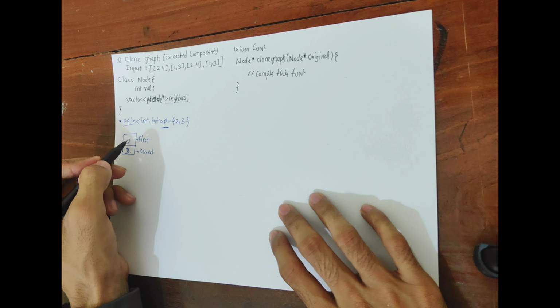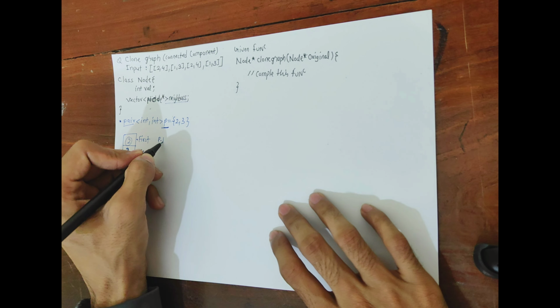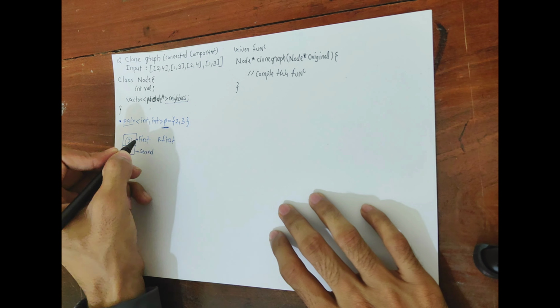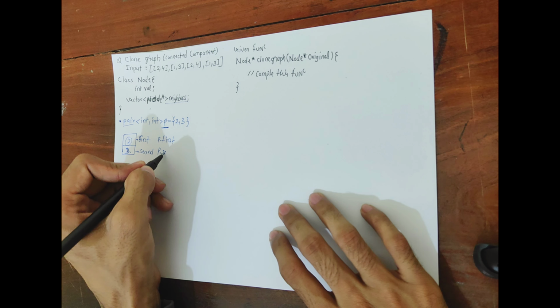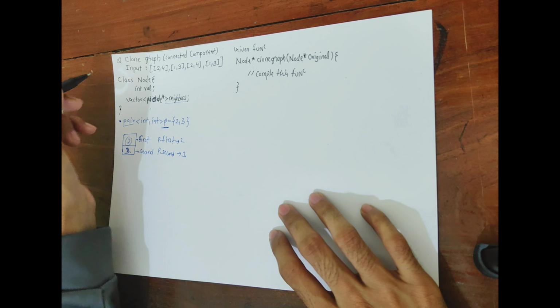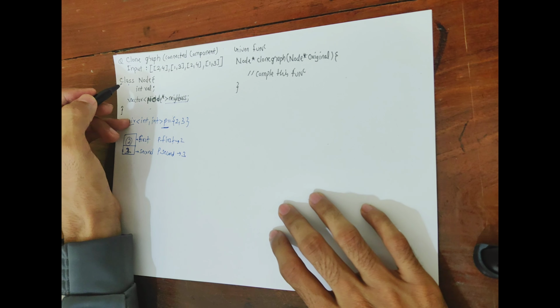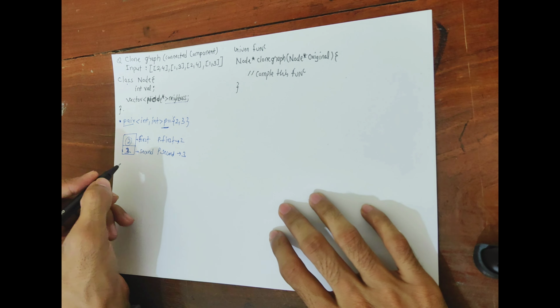I call this first and this second. If I need to access this, I will say p.first, and if I need to access this, I will call p.second. So this will give me the value 2 and this will give me the value 3. Likewise, if I wanted to make an object of this node class, how will I make that?